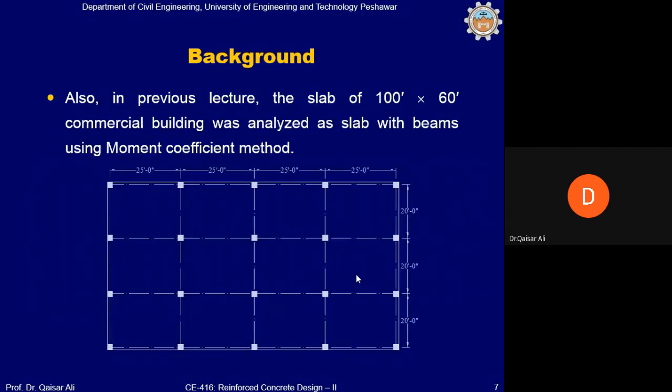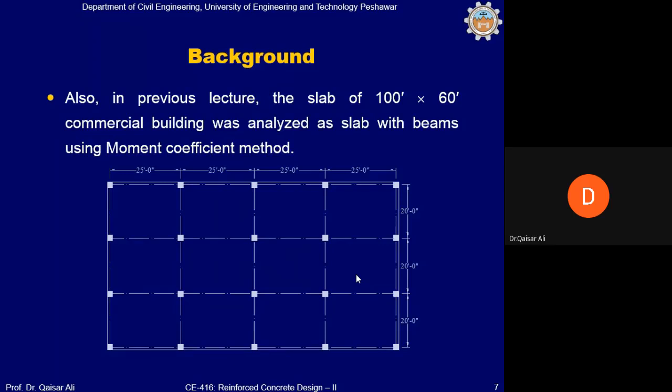Okay. Then before the midterm, we also discussed another option with almost the same dimensions, this time 100 by 60. And instead of 2 columns, 6 columns were introduced inside this hall now, and the purpose was also changed from a hall to a commercial building.